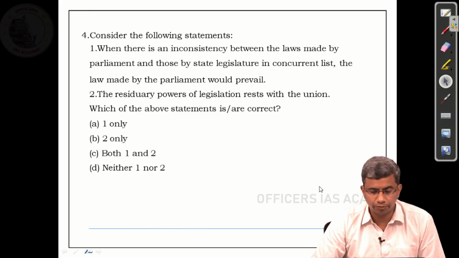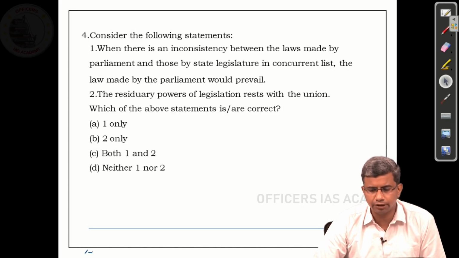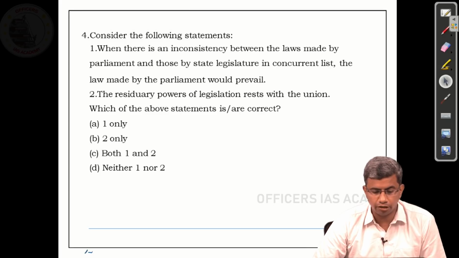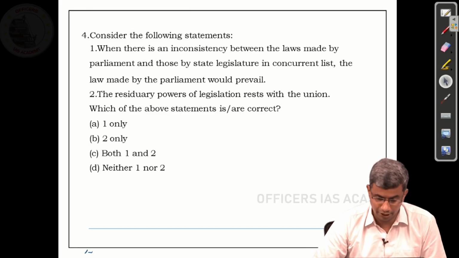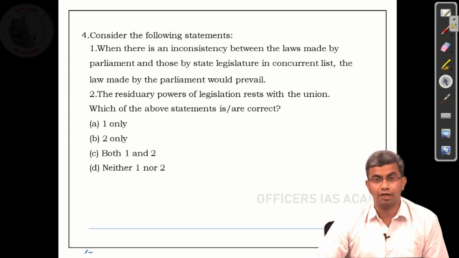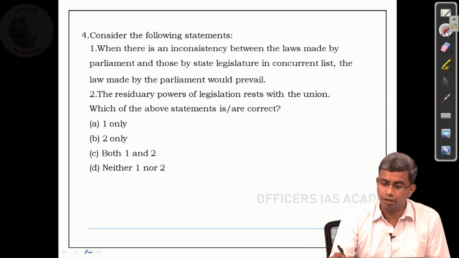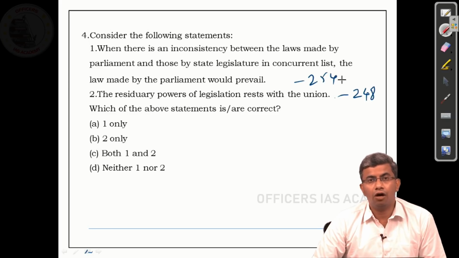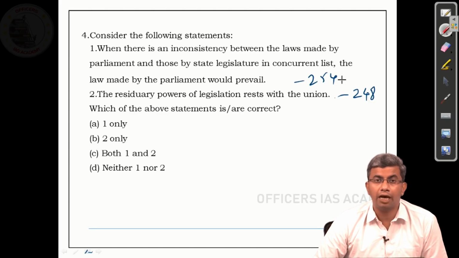Consider the following statements. When there is an inconsistency between the laws made in Parliament and those made by the state legislature in concurrent list, the law made by Parliament would prevail. Yes. The residuary power of legislation rests with the Union. That is also right. This is Article 248. We know that the residuary power rests with the Union. This is Article 254. We know that a state law, if it is inconsistent with the parliamentary law will prevail.